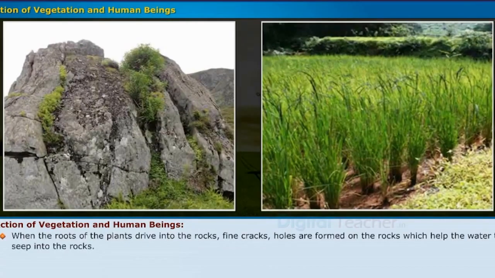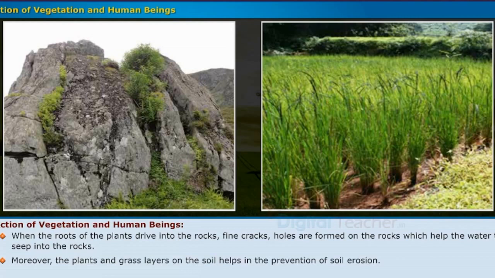When the roots of plants drive into the rocks, fine cracks and holes are formed on the rocks, which help the water to seep into the rocks. Moreover, the plants and grass layers on the soil help in the prevention of soil erosion. We, the humans, also play a major role in the transformation of the crust.